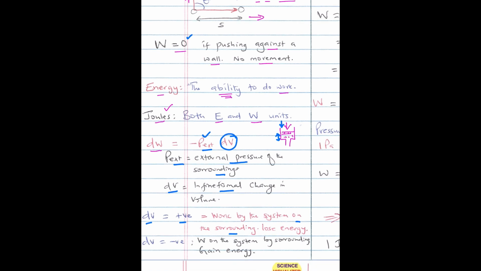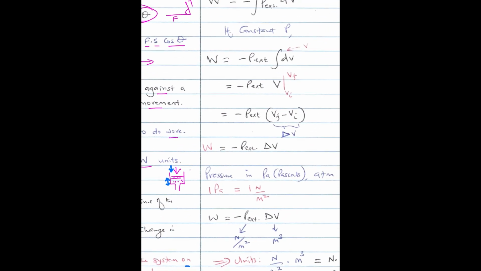The change in volume is negative if work is done on the system. So that means you end up with compression. So the gas is compressed. The piston is pressed downwards. And that means the surroundings are working on the system. So work is being done by the surroundings on the system. The change in volume is going to be negative. Let's continue.